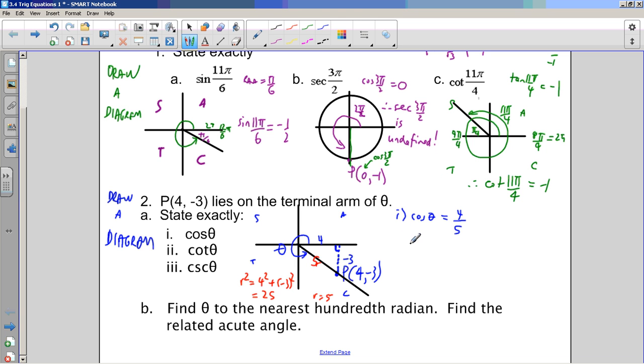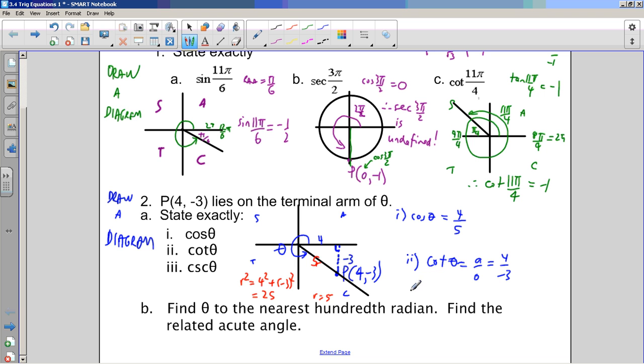That's great. What about the cotangent? Well, cotangent I could think of as the tangent flipped. The tangent flipped would be opposite over adjacent, or I could think of it as adjacent over opposite, right? The flip of tan is adjacent over opposite, 4 over negative 3. That's it. Done. Exactly.